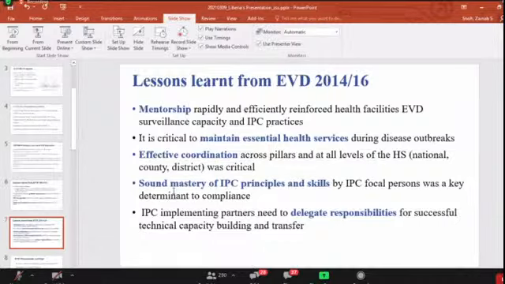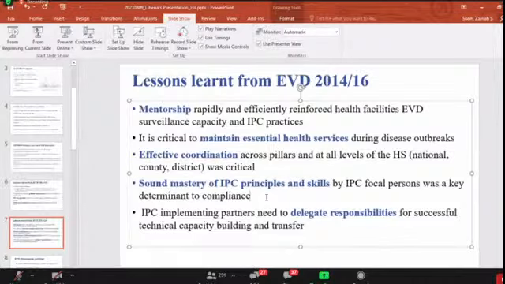We also learned that some measure of IPC principles and skills were essential. So to ensure that that also happened, WHO, in collaboration with the Ministry of Health, as well as WHO HQ, developed an advanced IPC package, and 65 of our IPC focal persons were trained and sent back to their various counties to ensure that the advanced IPC training package was rolled out.